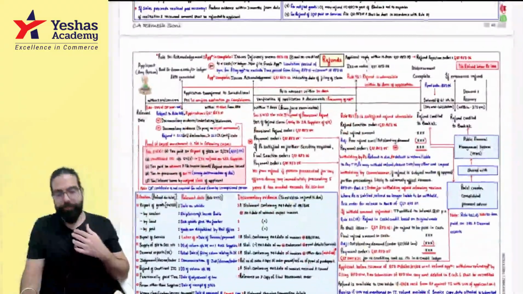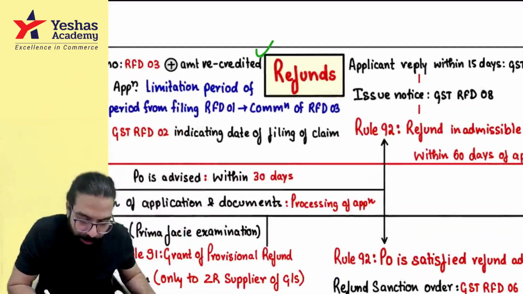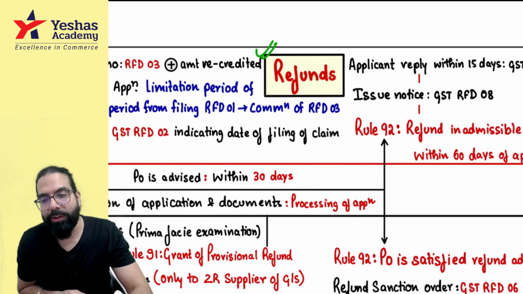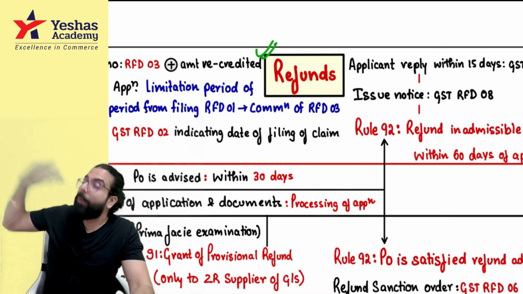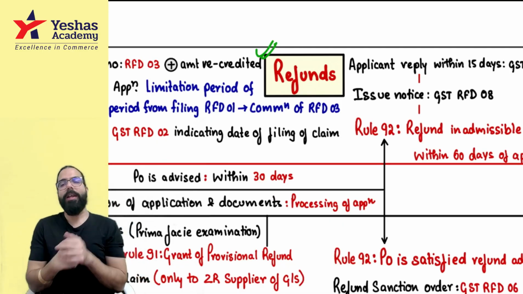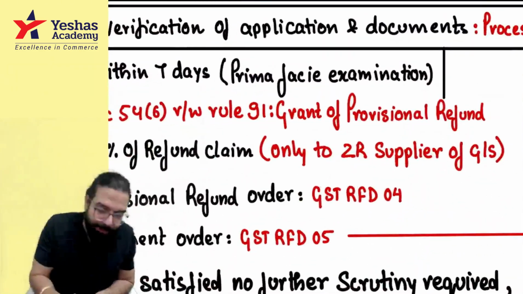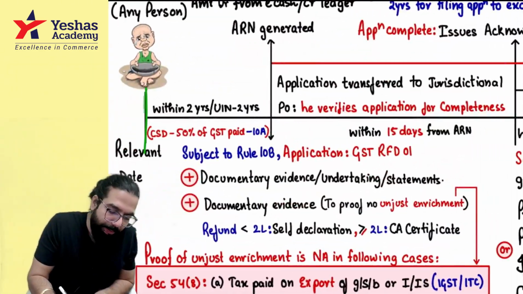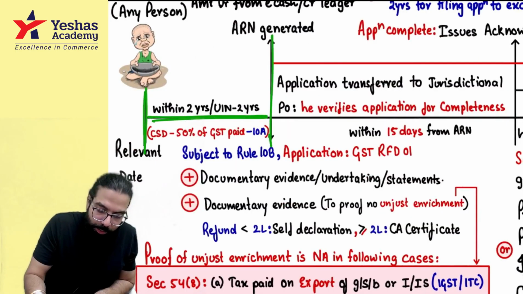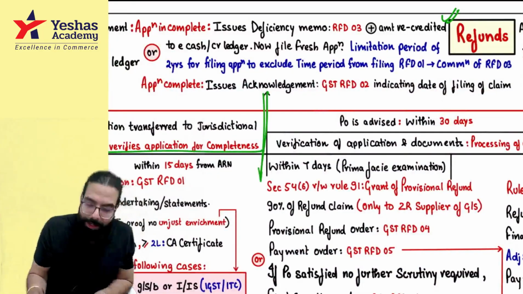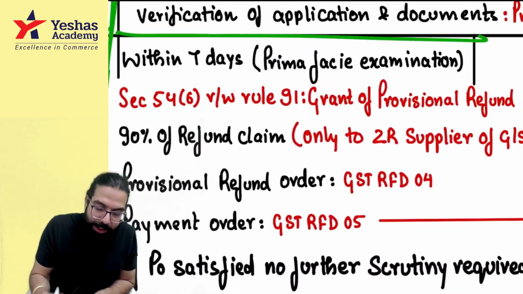Refund chapter. People, I hope you remember, come to the chapter of refunds. Refund: my fund is there with the government, I want it back. In refund, they used to say that provisional refund will be given within 7 days. From the relevant date, you should apply within 2 years. Once you apply, the proper officer will give you an acknowledgement that you have applied, and then within 7 days, they used to give it.